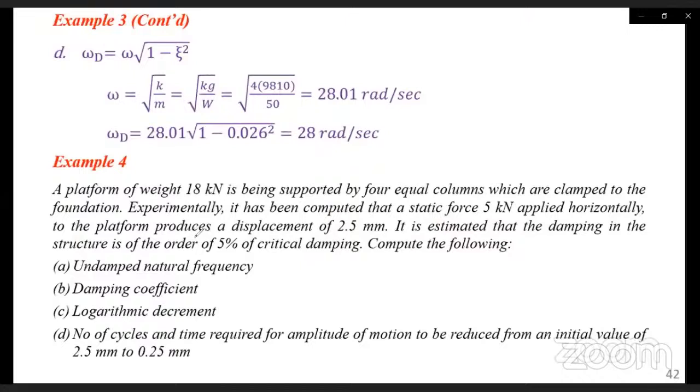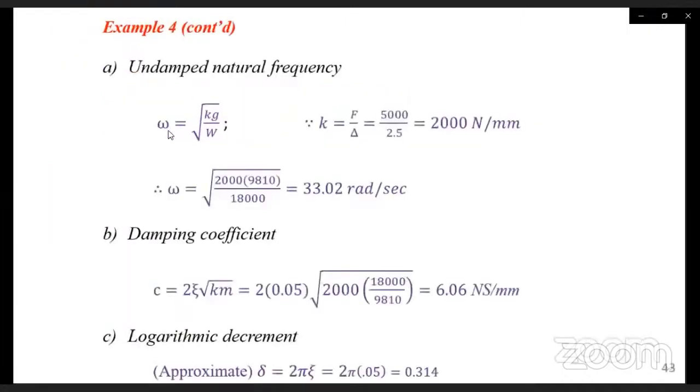So again, it's an easy one because it's just application. So we come here to the damped natural frequency. This one we already know. So omega is the root of K over M, and M is equal to W over G. So you just need to substitute that.